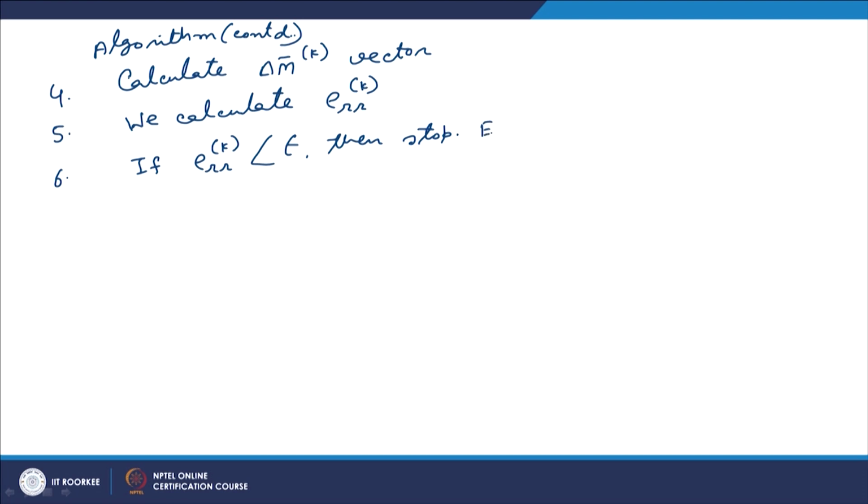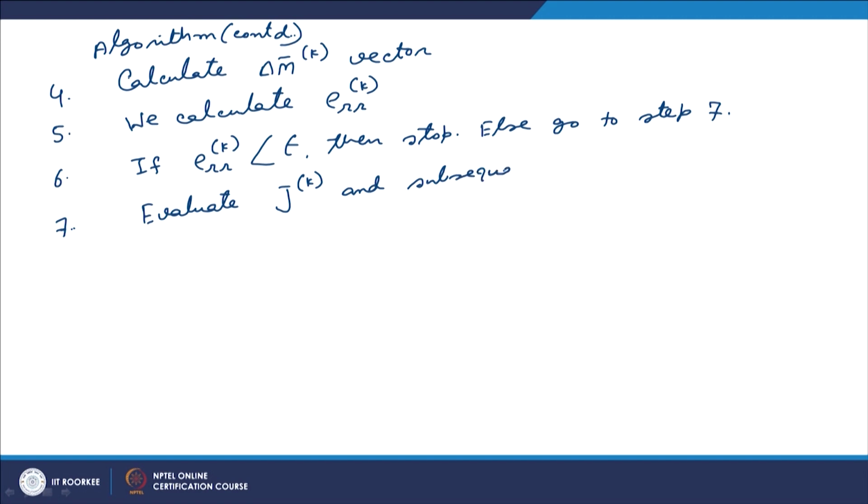Else go to step 7. So what do we do in step 7? We evaluate the Jacobian matrix corresponding to iteration k, and subsequently the delta x k vector. How to do this, that also we have seen in the last lecture.